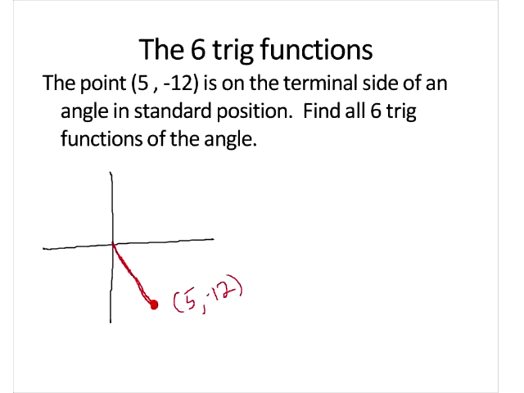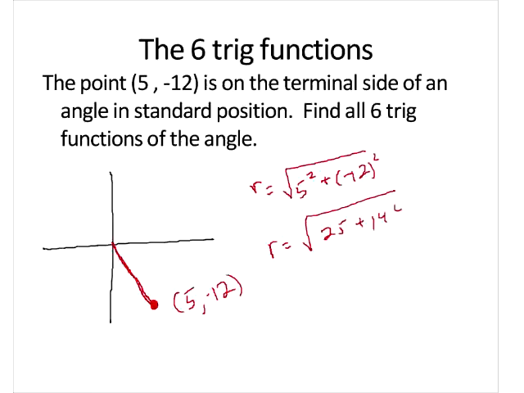First thing I would like to do is figure out what r is. So r is equal to the square root of 5 squared plus negative 12 squared. So r is equal to the square root of 25 plus 144. That gives us the square root of 169. You plug that into your calculator and get r is equal to 13. Okay, so x is 5, y is negative 12, and r is 13. I think we're ready to write out all 6 trig functions.